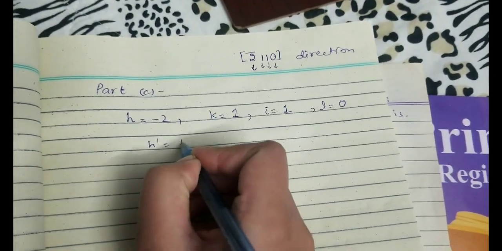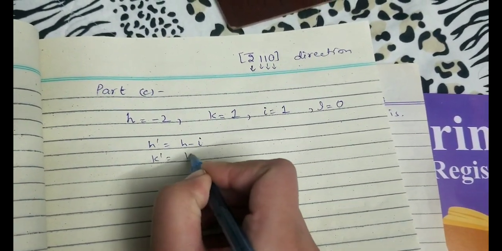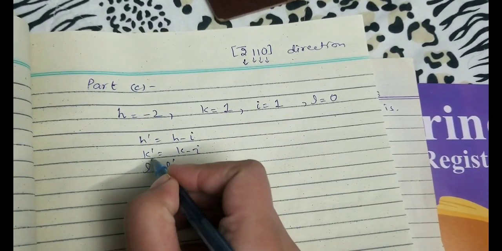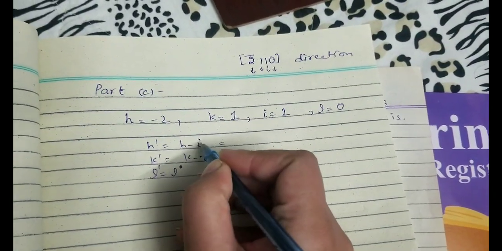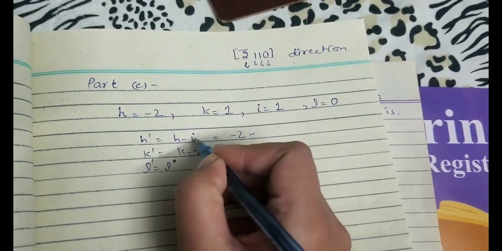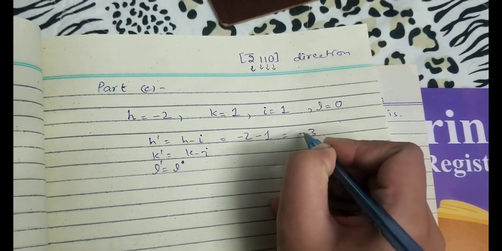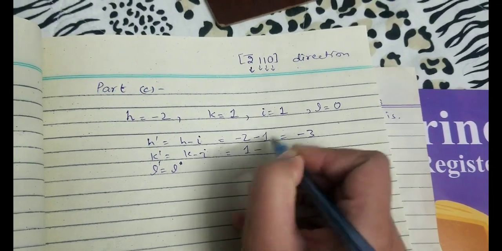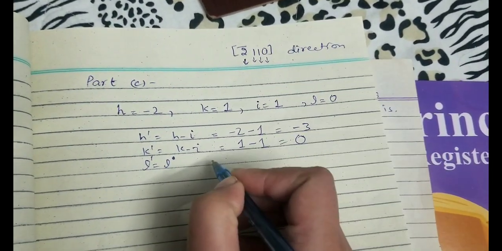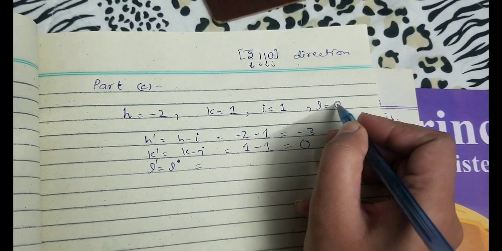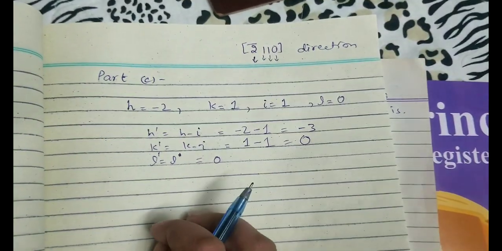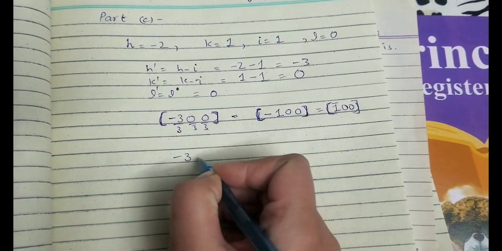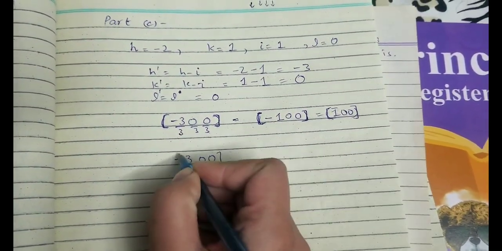We have to convert them into a 3-digit Miller index. So h prime equals h minus i, k prime equals k minus i, and l prime equals l. For h minus i, h is -2 and i is 1, so it gives -3. Then k prime equals k minus i: k is 1, minus i is 1 again, so 1 minus 1 gives 0. And l is 0, so l prime will also be 0. So we got [-3 0 0] in square brackets.